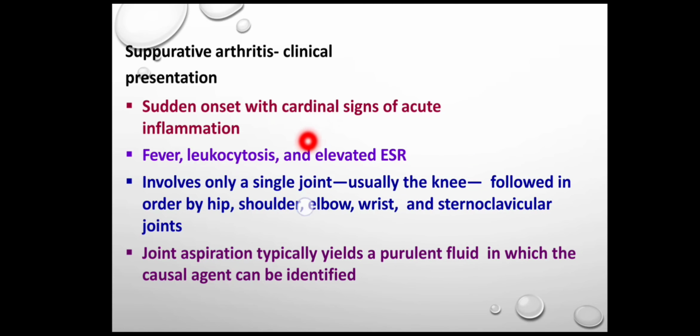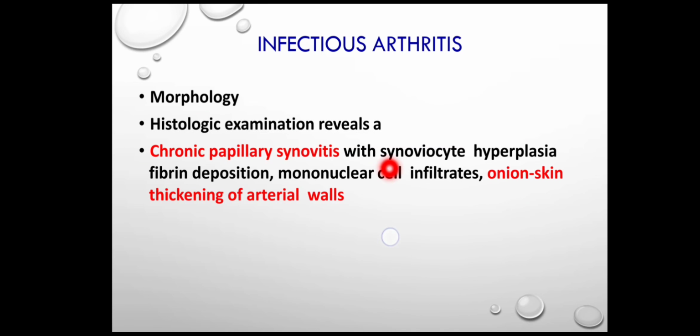Suppurative arthritis clinical presentation includes sudden onset with cardinal signs of acute inflammation like fever, leukocytosis, elevated ESR, and it involves a single joint. Usually the knee joint is involved. Following order will be hip joint, shoulder joint, elbow joint, wrist joint and sternoclavicular joint. Joint aspiration typically yields a purulent fluid in which causal agent can be identified. Morphology, there will be swollen inflamed joint, and histological examination reveals chronic papillary synovitis with synoviocyte hyperplasia, fibrin deposition, mononuclear cell infiltrate and onion skin thickening of arterial wall is important.